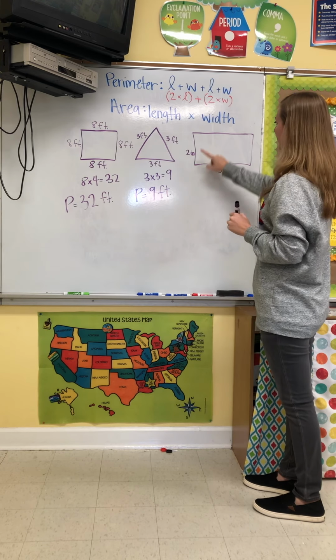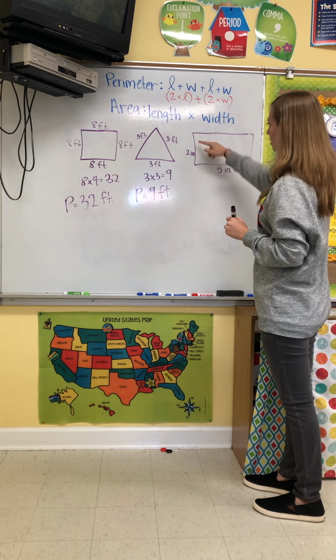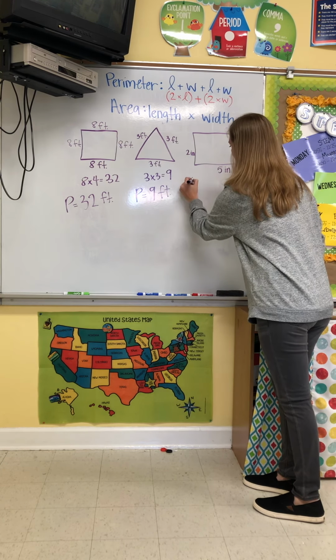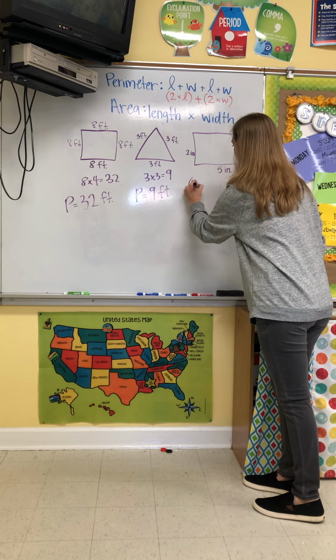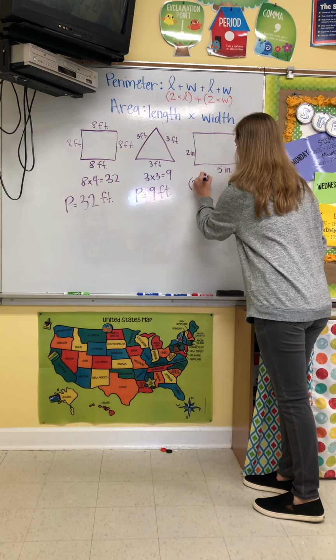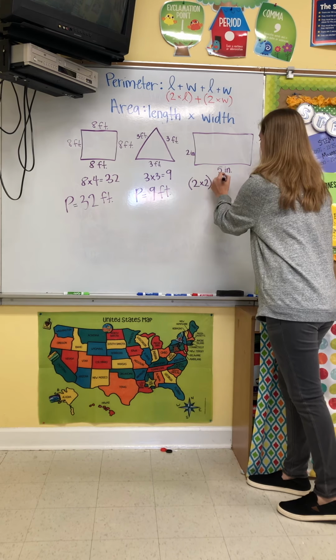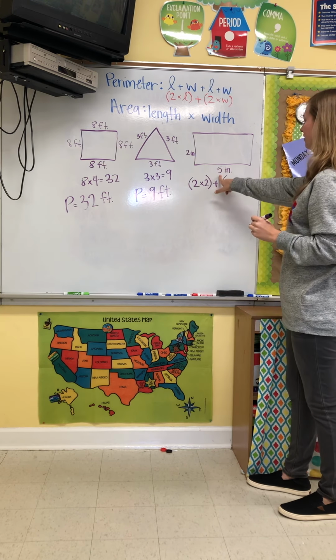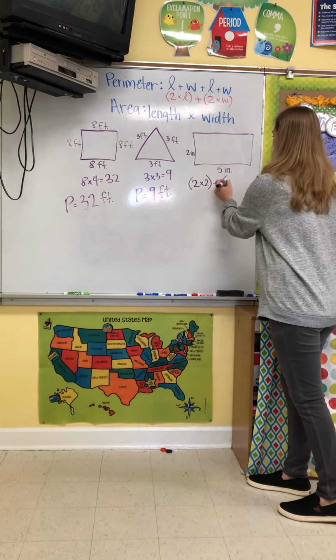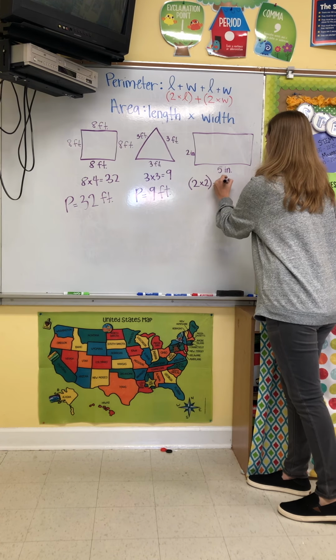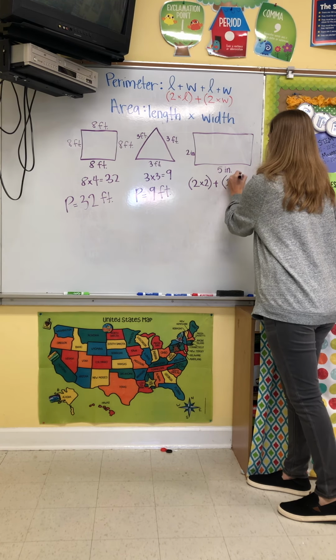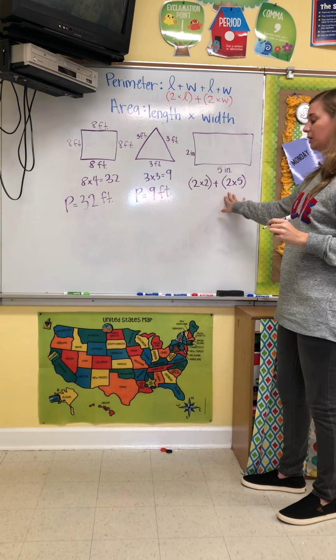Okay, so the length of this is 2 inches. So I'm going to plug my 2 into my formula: 2 times 2. Don't forget your plus sign after your parentheses. And then my width is going to be 5 inches. That's how wide it is. So 2 times 5. That's the formula we're working with right now.